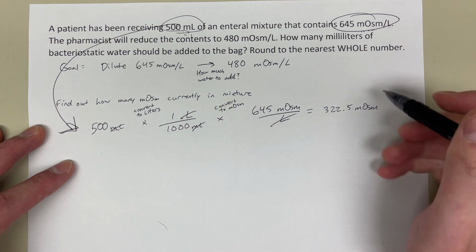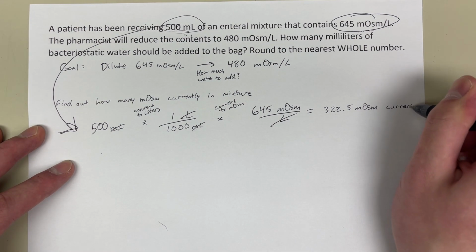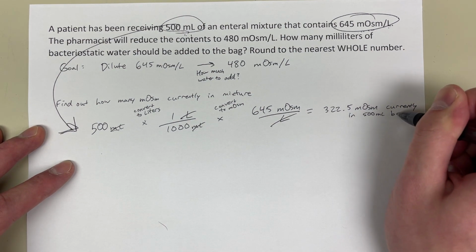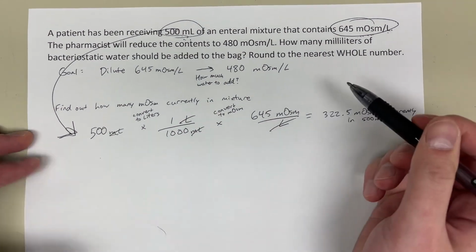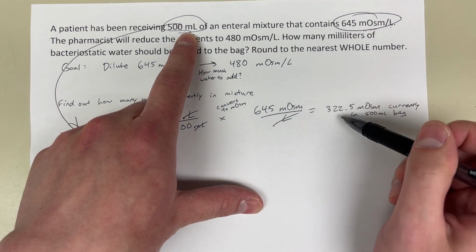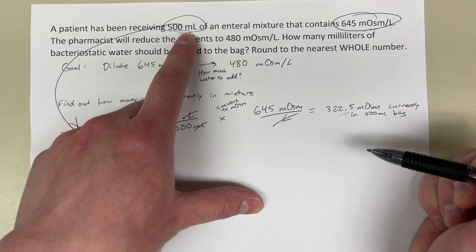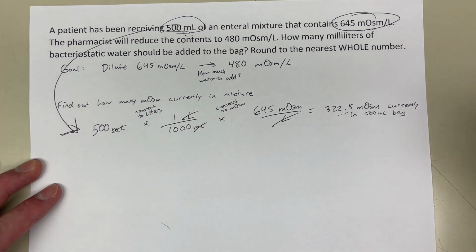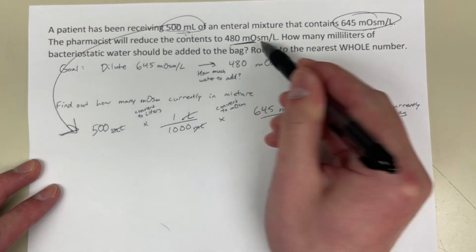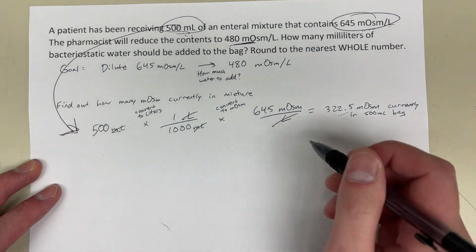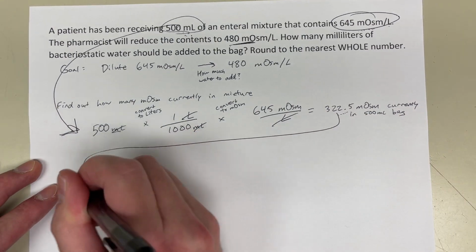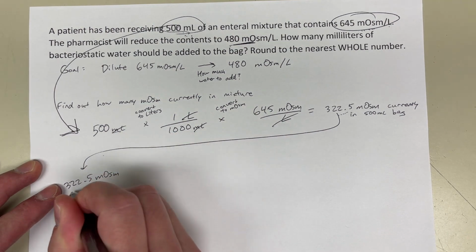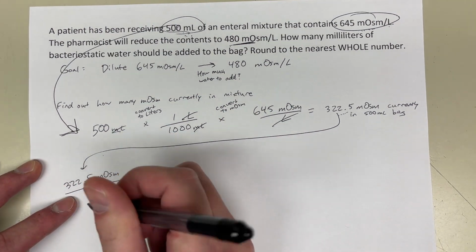So this is the amount of milliosmoles currently in the 500 milliliter bag, right? So in this 500 milliliter bag, there's currently 322.5 milliosmoles in it. But now I want to find out how much more volume to make it, so I make it this concentration. So I'm going to use this number here, 322.5 milliosmoles. And then I want to know how much total volume.